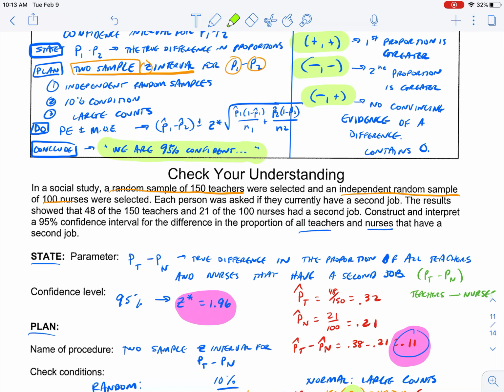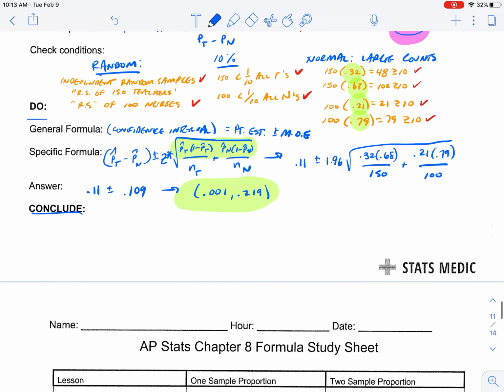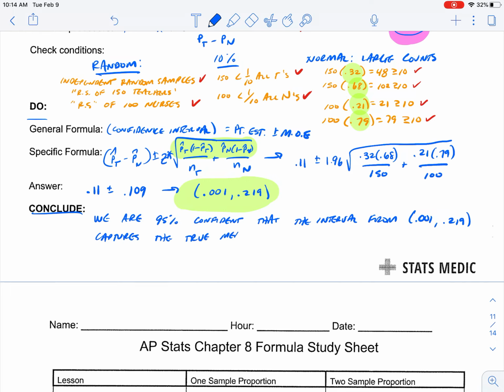Our conclusion, however, is going to take this form of, we are 95% confident and so on and so forth. Let's do that conclusion here. We are 95% confident that the interval from 0.001 to 0.219 captures the true mean difference. So that's our first part.